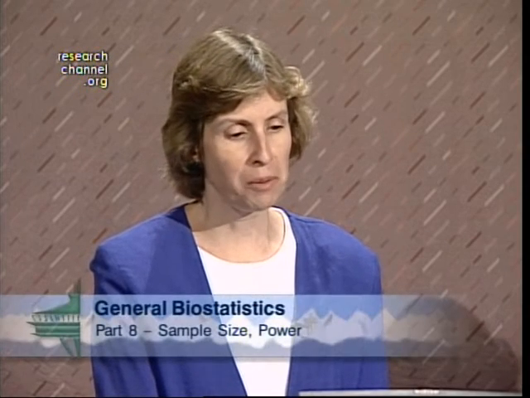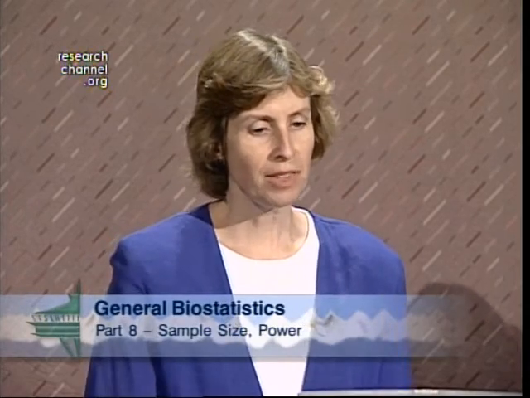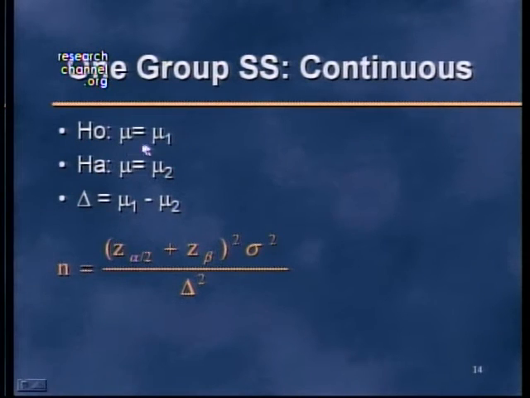So if we remember those definitions, and put this into a one group, continuous outcome situation, our null hypothesis will be that the true but unknown population mean takes on some value mu 1. The alternative will be that the true but unknown population mean takes on some value mu 2. So the difference between these two hypothesized values we can call delta, mu 1 minus mu 2.